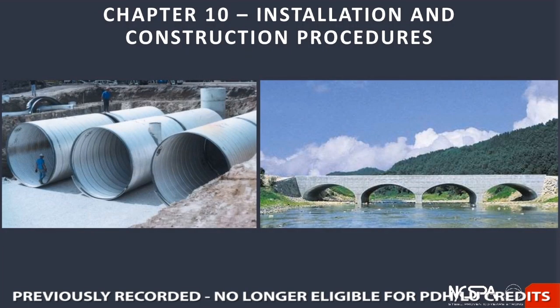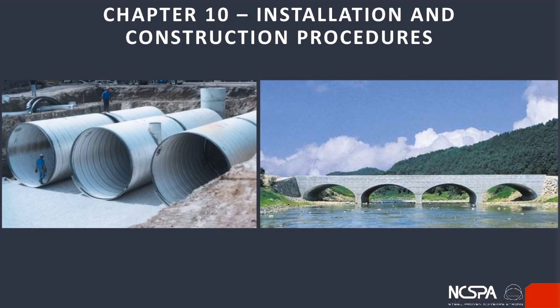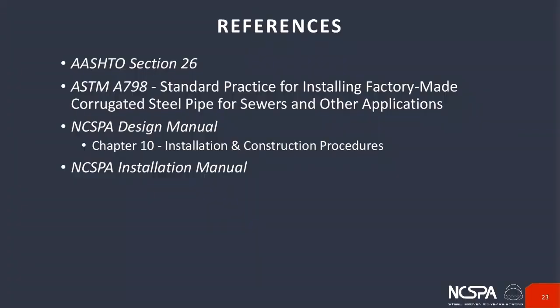But we will be talking about installation and construction procedures for corrugated metal pipe. I'll go ahead and give you a list of references. Our technical references are AASHTO Section 26 and ASTM A798, standard practice for installing factory-made corrugated steel pipe for sewers and other applications. And then also our design manual from the NCSPA, Chapter 10, Installation and Construction Practices.